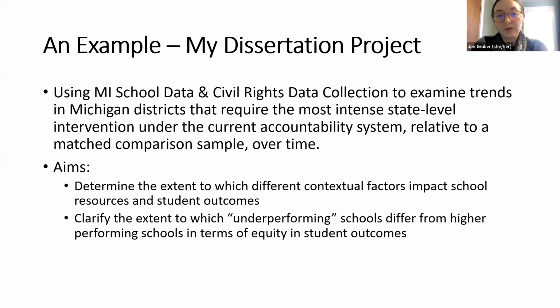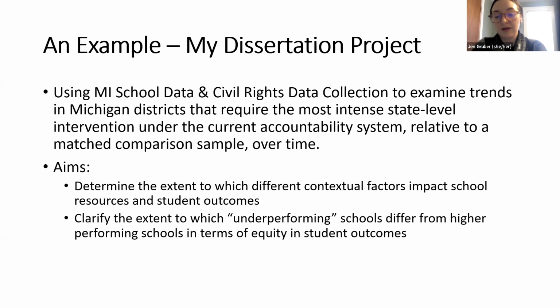So specifically, I'm using something called MI School Data. That's the Michigan Department of Education, where they publish all their school accountability data. I'm using that data source and the Civil Rights Data Collection that I talked about to look at trends in Michigan school districts that have been flagged as requiring the most intense level of state intervention under the accountability system under the Every Student Succeeds Act. I identified a matched comparison sample for these districts, and I'm examining these trends over time.